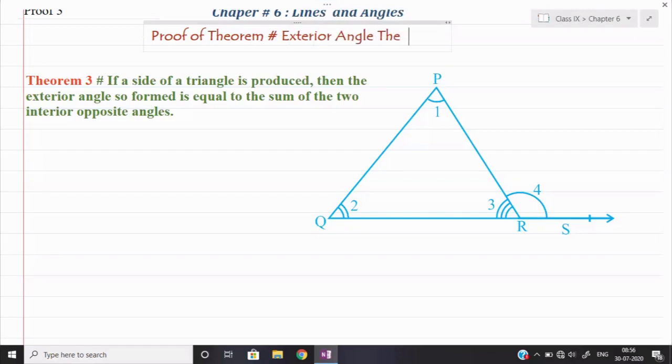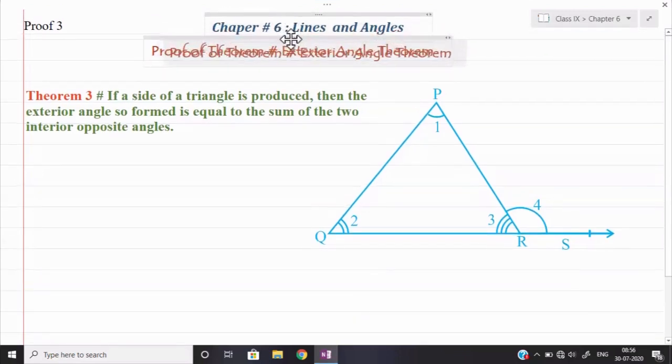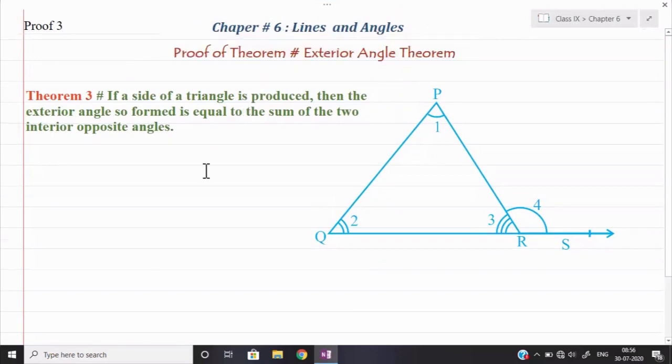Exterior angle theorem. In this theorem, we have given that one exterior angle, as you can see in the figure, angle 4 is given as an exterior angle of the triangle PQR, and you observe in front of angle 4 there are two angles, angle 1 and angle 2, which lie inside the triangle. So we know that any exterior angle is always equal to the sum of two interior opposite angles.